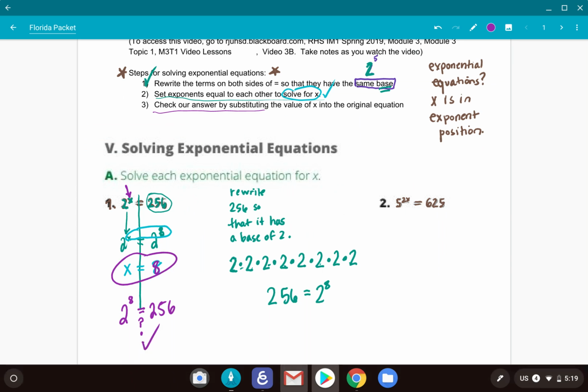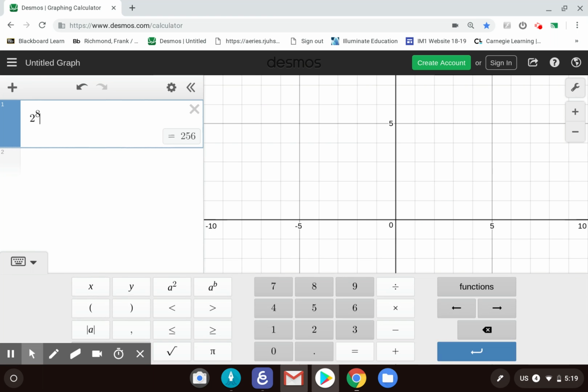All right, so for number 2, let's go ahead and start. We are going to rewrite the terms on both sides of the equation so that they have the same base. So my left side already has a base of 5. So I'll rewrite the 625 to have a base of 5. So I can just continuously multiply 5 times itself until it gets to 625.